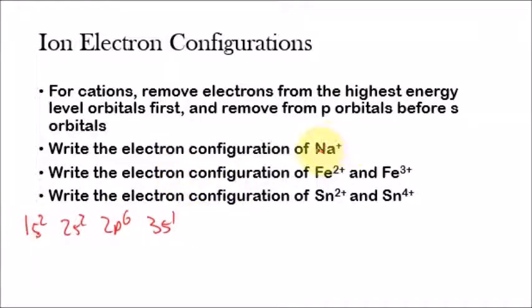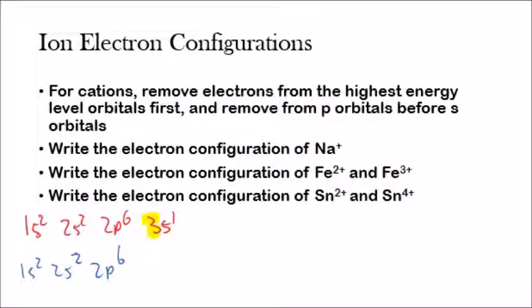Okay, so what we basically do is remove electrons from the highest energy level orbitals. So what I mean by that is we look at the numbers here: energy level 1, energy level 2, energy level 2, and energy level 3, and we take the highest number, since 3 is the highest energy level, and we remove the electrons from there first. So since it's sodium plus, we're going to have to lose one electron in order to get that plus charge, so we just remove the electron here. So our electron configuration for sodium plus is just 1s2, 2s2, 2p6. So that would be 10 electrons and 11 protons to get that plus one charge, right? Okay, now let's do these. Electron configuration for iron 2 plus and iron 3 plus.